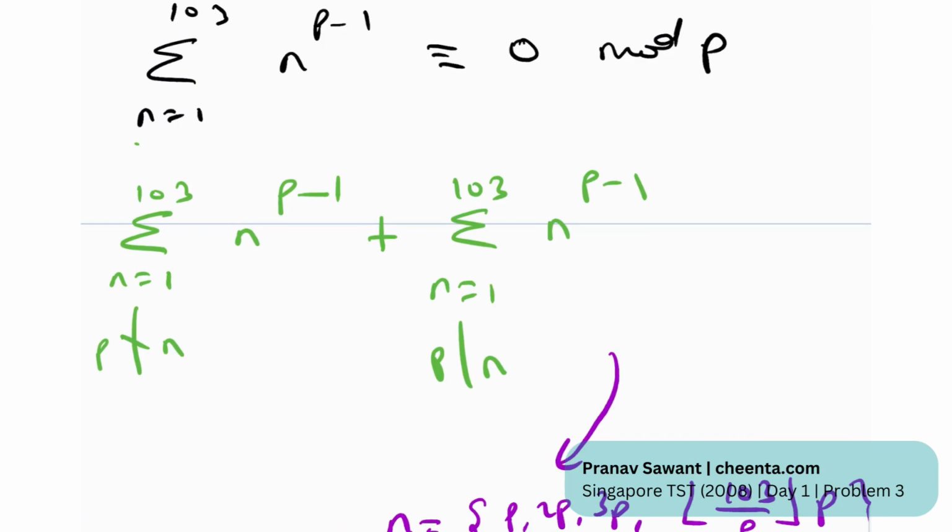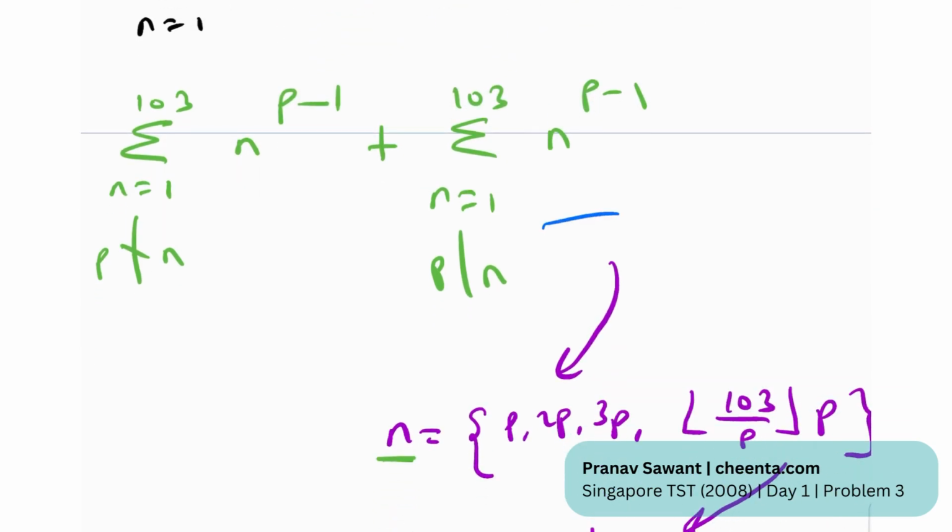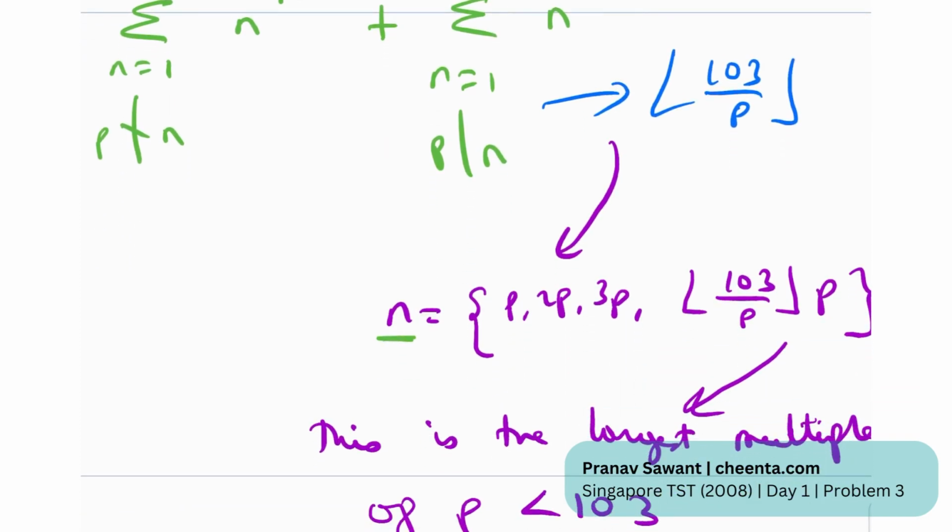Now this original sum obviously has 103 elements, because n is going from 1, 2, 3, 4, and after a point you'll get 100, 101, 102, and 103. So at the end of the day, this has how many? 103 elements. If this has 103 elements and this thing over here has floor of 103 by p elements, what does this mean? That this has 103 minus floor of 103 by p elements.